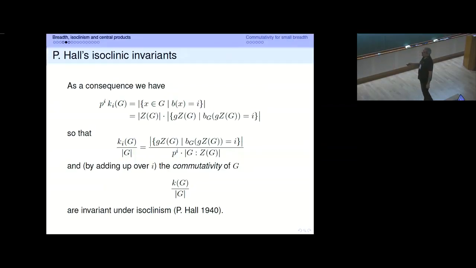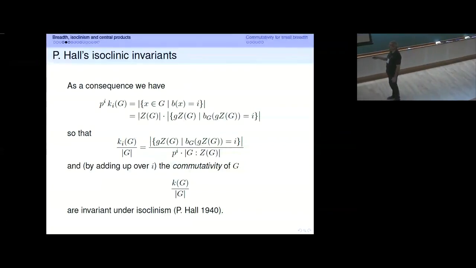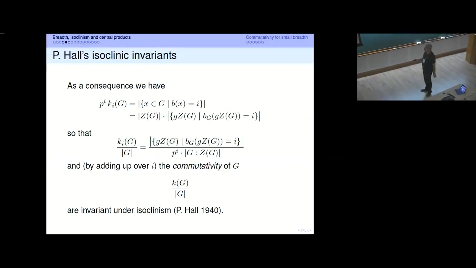Observe that on the right-hand side, you have only isoclinic invariants. And therefore, this is an isoclinic invariant. And therefore, the commutativity of G, of which Primož spoke yesterday, is an isoclinic invariant. All this is in Philip Hall's paper. There is nothing new so far, really.